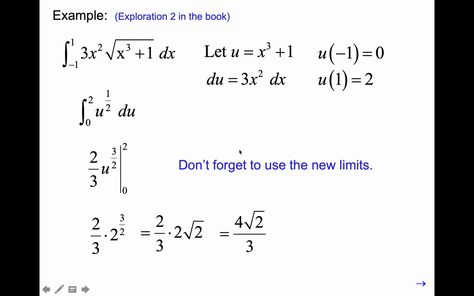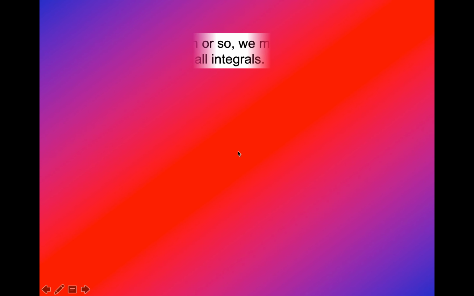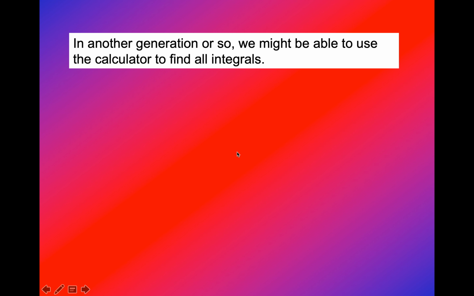Okay? In another generation or so, we might be able to use the calculator to find all integrals. Right now, computers, there's a ton. When you take a calculus class in college, you'll see this is basic math, basically. When you go on and take some differential equation classes and upper level classes, those of you who want to be engineers and mathematicians, you're going to find that this kind of stuff is like basic math, but a lot of it is done with computer software.